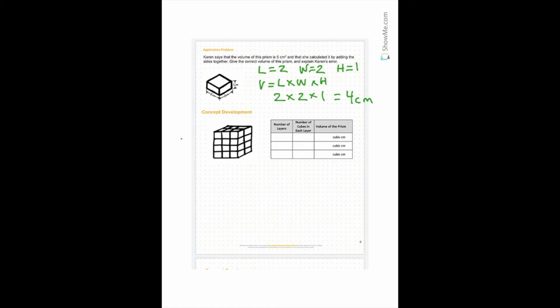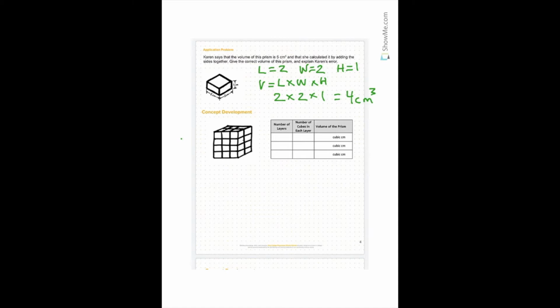You should have your plan of attack completed, and we'll check that later. You should have realized that the answer should have been 4 centimeters cubed. What was the mistake that was made? You should have realized that Karen cannot add them together. It's multiplying them together. So Karen's error was that she used the wrong operation. You want to count the total cubic units.